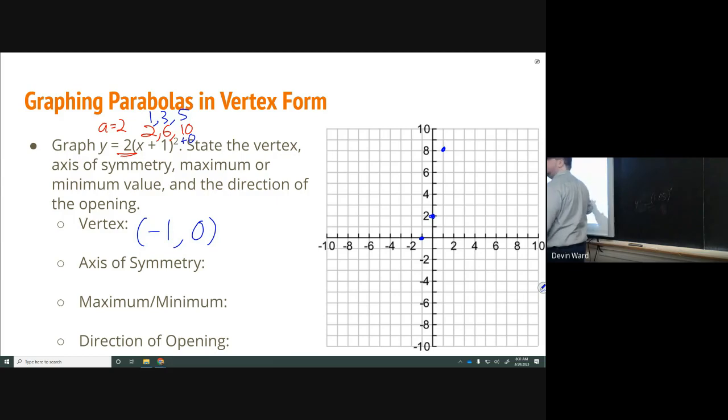What I need to do is go to the left. So 1 to the left, up 2. 1 to the left, up 6. Go back up there, and now connect them with a nice smooth curve.